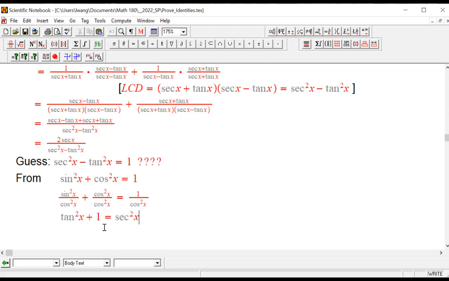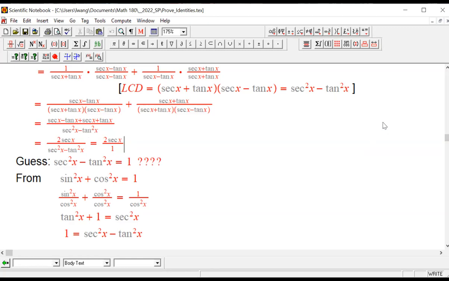So from this truth, if I subtract tangent squared x on both sides, I will get 1 equals secant squared of x minus tangent squared of x. And there we go. So you can see secant squared x minus tangent squared x is directly derived from sine squared plus cosine squared equals 1. So at this point, you can just say that equals 1, 2 times secant x divided by 1.